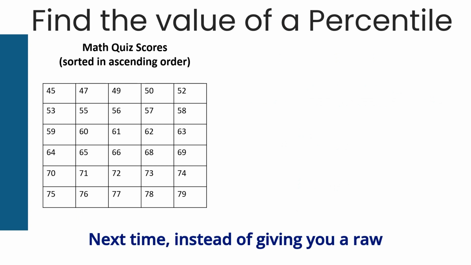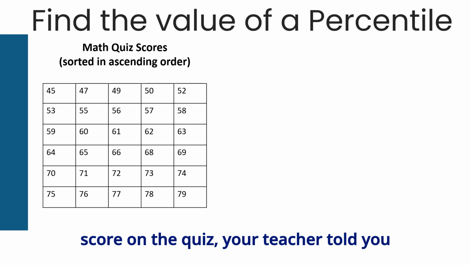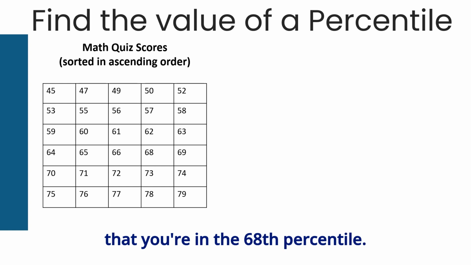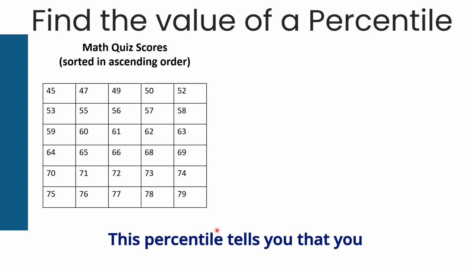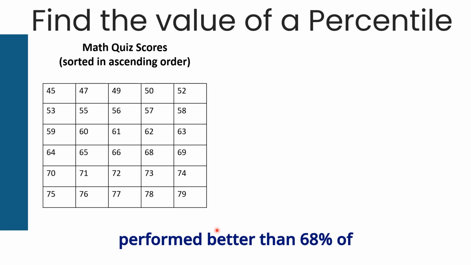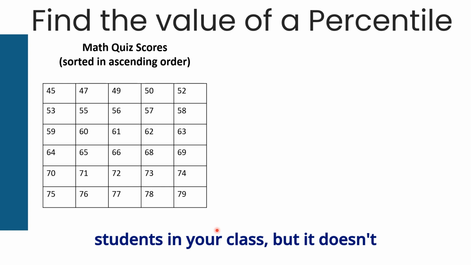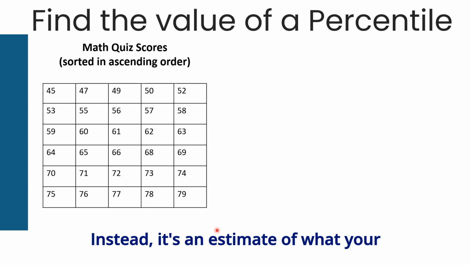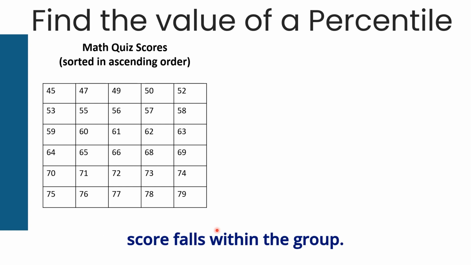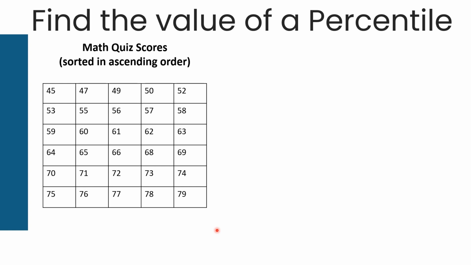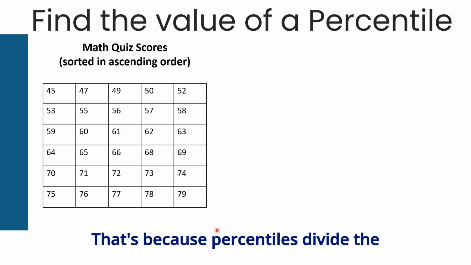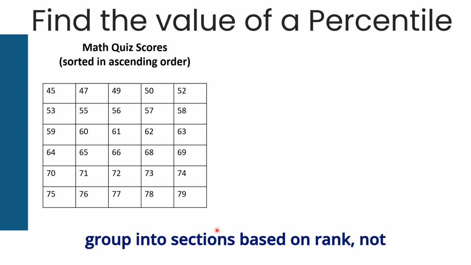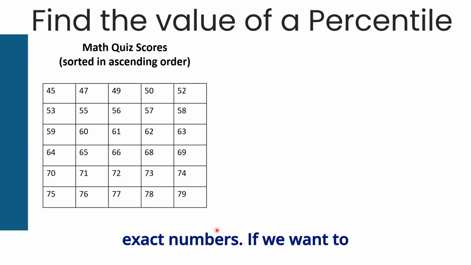Next time, instead of giving you a raw score on the quiz, your teacher told you that you're in the 68th percentile. This percentile tells you that you performed better than 68% of students in your class, but it doesn't give you your exact score. Instead, it's an estimate of where your score falls within the group. That's because percentiles divide the group into sections based on rank, not exact numbers.